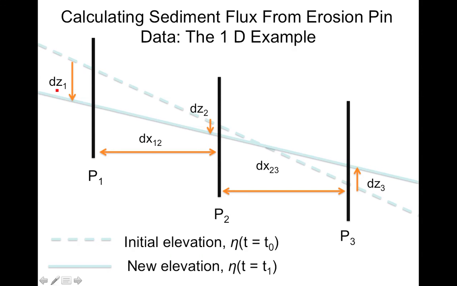And this is sort of what I mean, right? So you've got 3 pins in the soil. Here's our initial surface, the dashed line, and then our new surface. At this pin here, this height was initially here, and then it's increased by dz1 at that point. And the height of that pin above the soil surface has only increased by a little bit here. And at this point here, it's actually decreased, which means there's been some deposition. So measuring those changes in heights can tell us about where erosion is taking place.